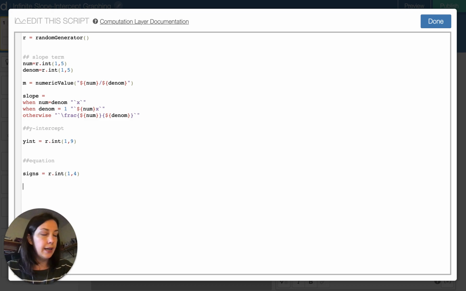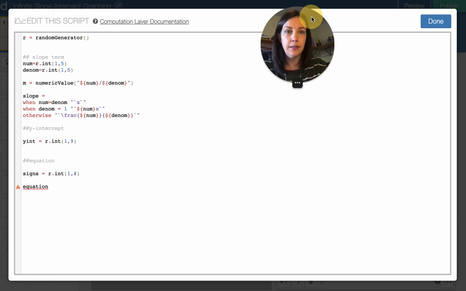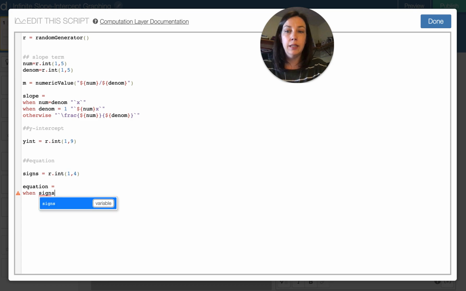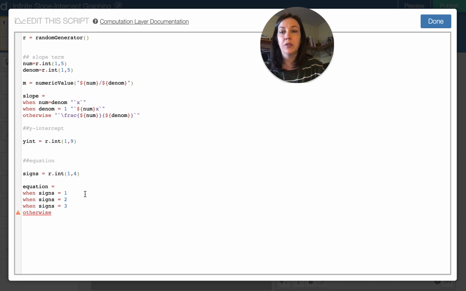All right, now my equation that I want displayed. I'm going to have to move my face, aren't I? Here, I think this is safe for me to be there. My equation will be equal to when signs equals 1, I'm going to put all this in. When signs equals 2, when signs equals 3, and otherwise. All right, now let's go back and fill out what happens when signs is this, that, and the other thing.